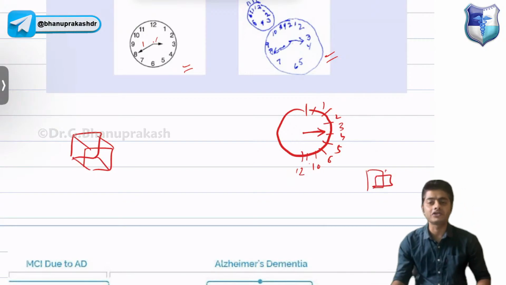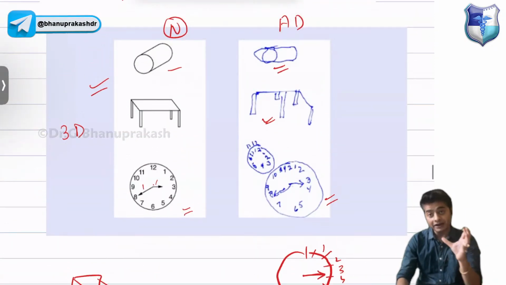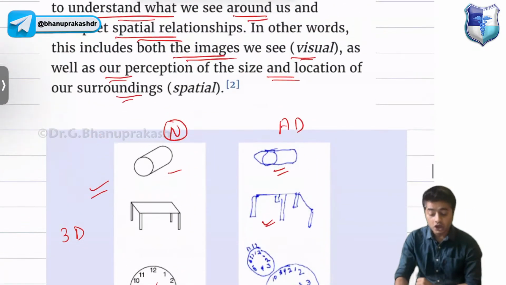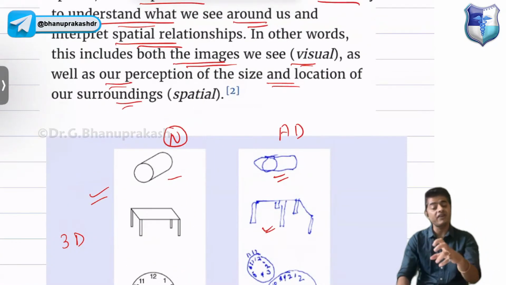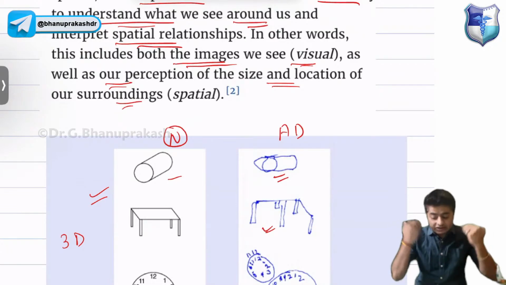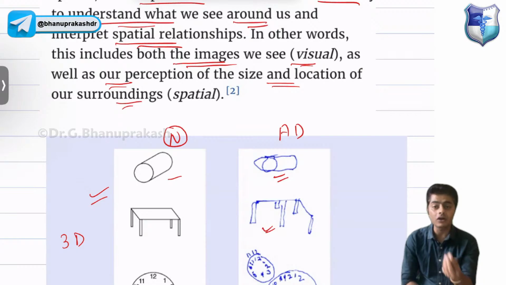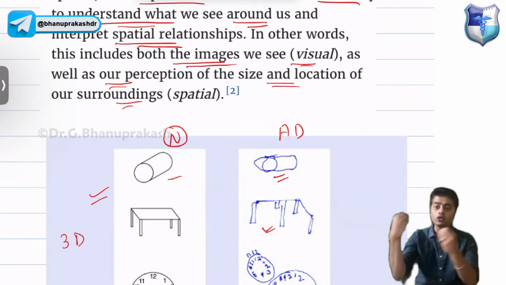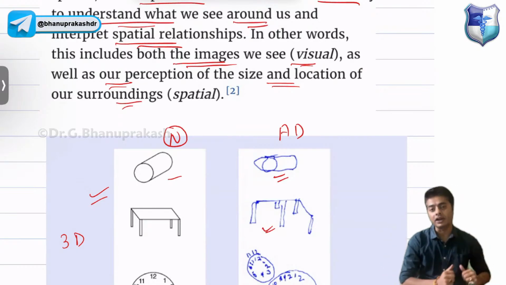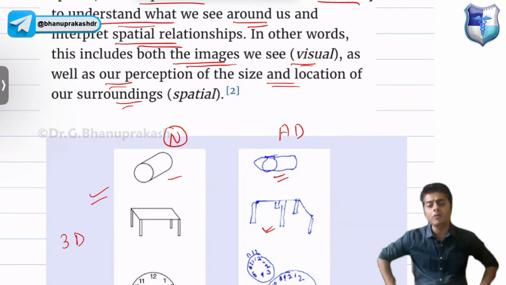He will not be able to do visuospatial orientation, and due to the visuospatial problem, there will be a navigation problem. Suppose a 65-year-old patient has so much navigation problem that he can't locate his toilet. He will go to the kitchen and say this is the toilet. Such navigation problem is there.